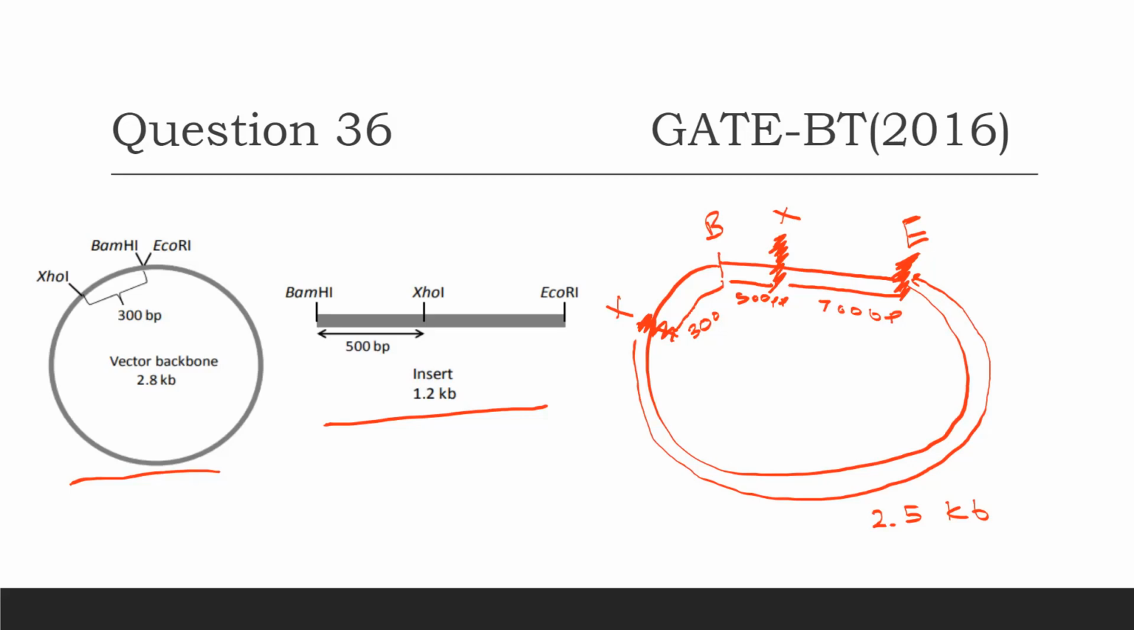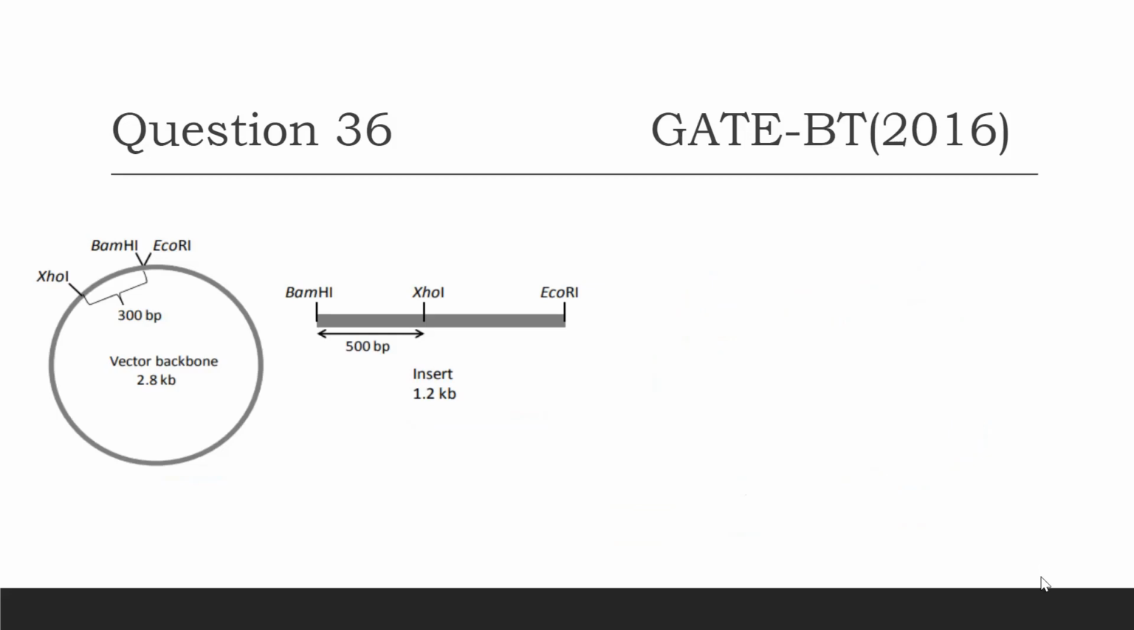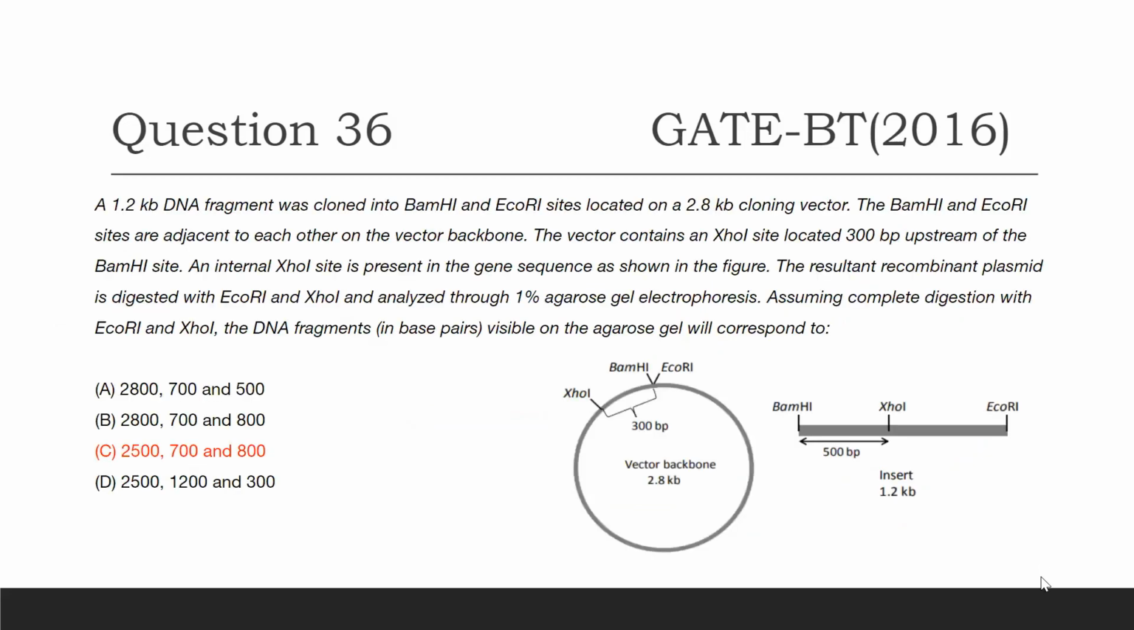One will be the fragment between ZO1 and EcoRI, which will be 700 base pairs. One will be from ZO1 to ZO1, which will be 300 plus 500, which is equal to 800 base pairs. And what will be remaining is 2.5 kb, that is 2.5 kb or 2500 base pairs. So the answer in this case will be option C, 2500, 700 and 800.